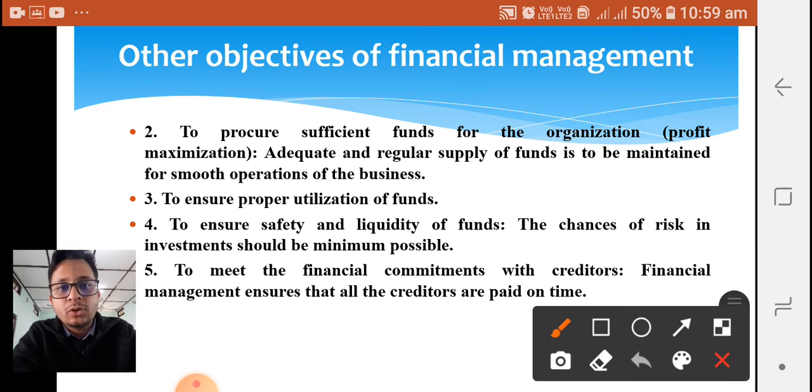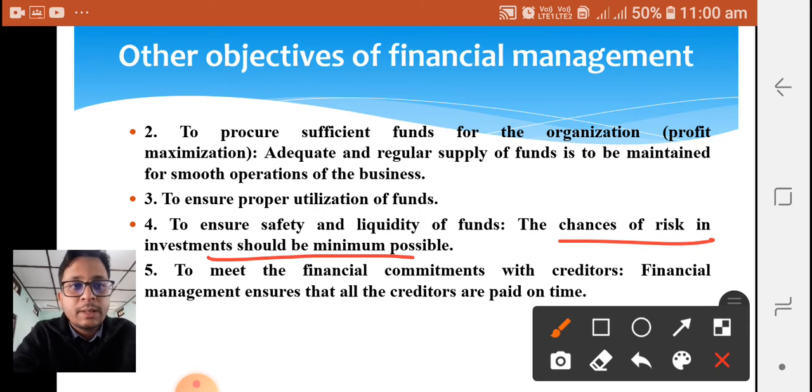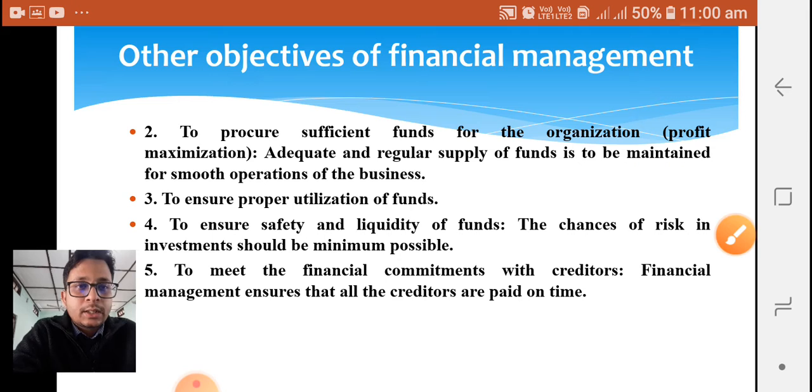And coming to the fourth objective of financial management: to ensure safety and liquidity of funds. That means financial management ensures that the firm does not utilize the funds in non-profit making activities or any useless activities. The firm uses the money in the right decision. It is the duty of financial management to oversee it. Here you see, the chance of risk in investment should be as minimal as possible.